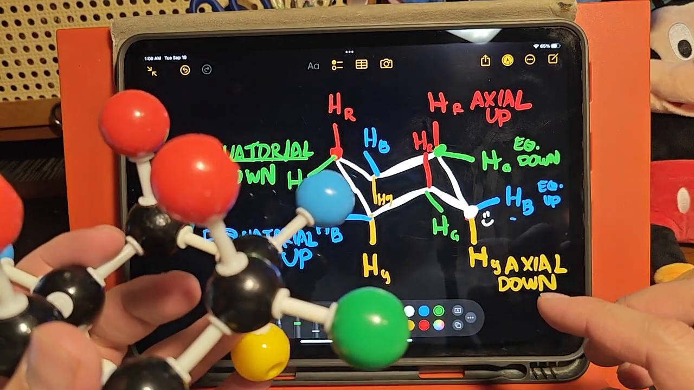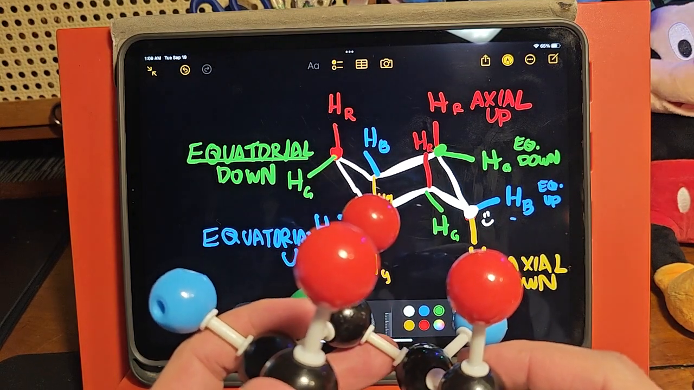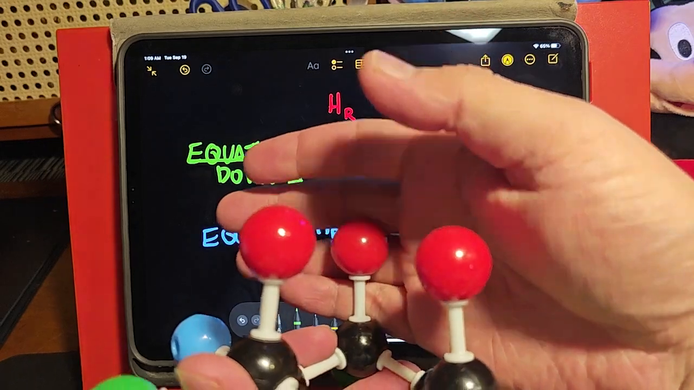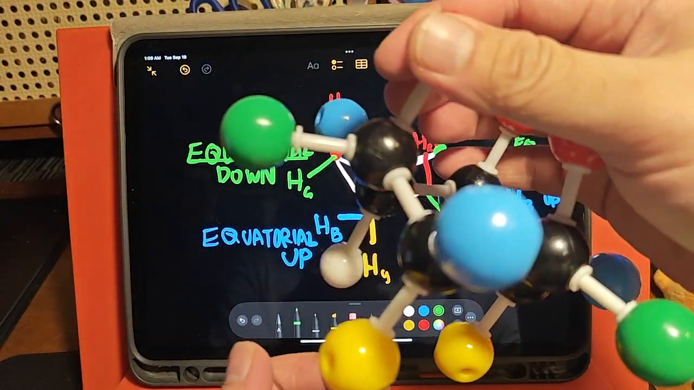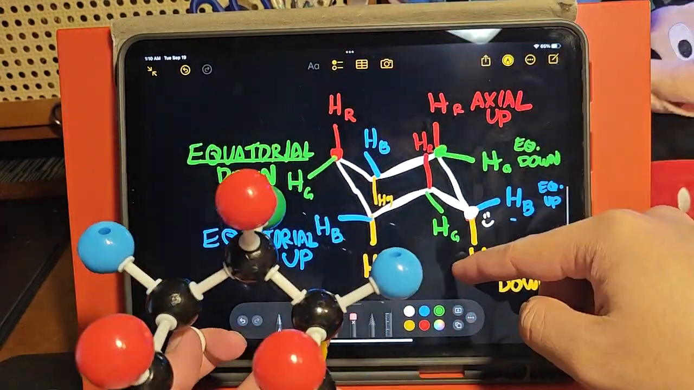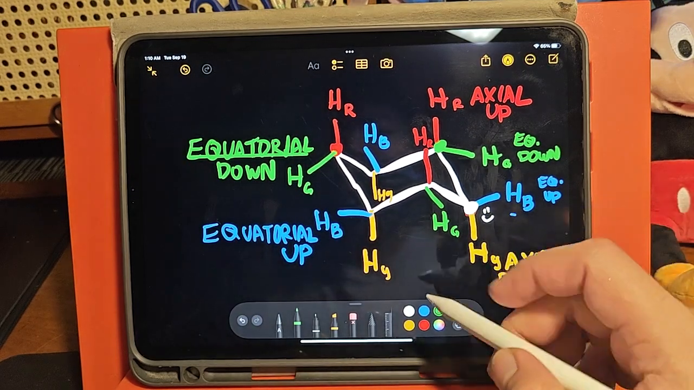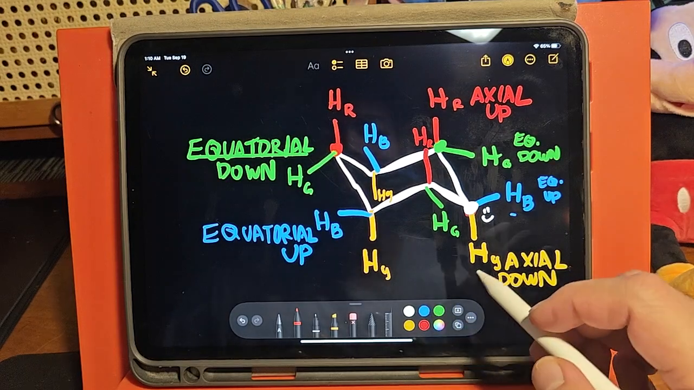Cyclohexane chair systems are very unique in that it will have components in the axial positions, either axial up or axial down, interact with each other the most. Okay? And these interactions are called 1,3 diaxial interactions. Okay, 1,3 diaxial. So 1,3.